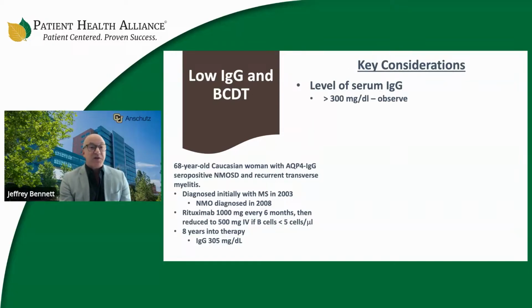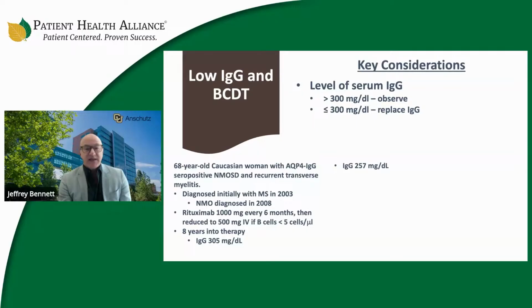In cases where the level is above 300 milligrams per deciliter, I continue to observe as long as there are no other clinical circumstances involved, particularly infections. However, in this case, her IgG dropped to below 300, at 257 milligrams per deciliter. And for that reason, below that level, I tend to replace with IVIG regardless of whether there are other clinical events.